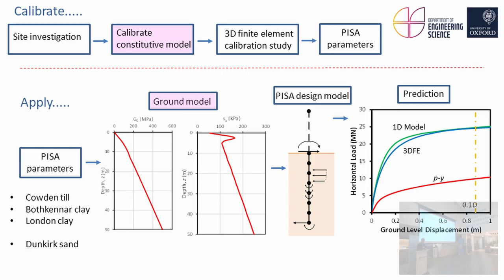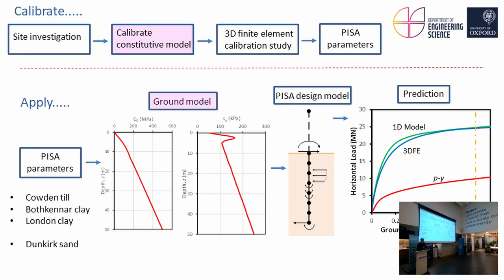So just to summarize the approach, I suppose: to calibrate, we do site investigation, calibrate the constitutive model, conduct a calibration study, and in the PISA work, the calibration study consisted of about 12 configurations. Out come the PISA parameters. Then to apply the model, we take those parameters and use those to design within the parameter space. And I've listed here the names of the models we've developed already. So we have three clay models and a model for Dunkirk sand.